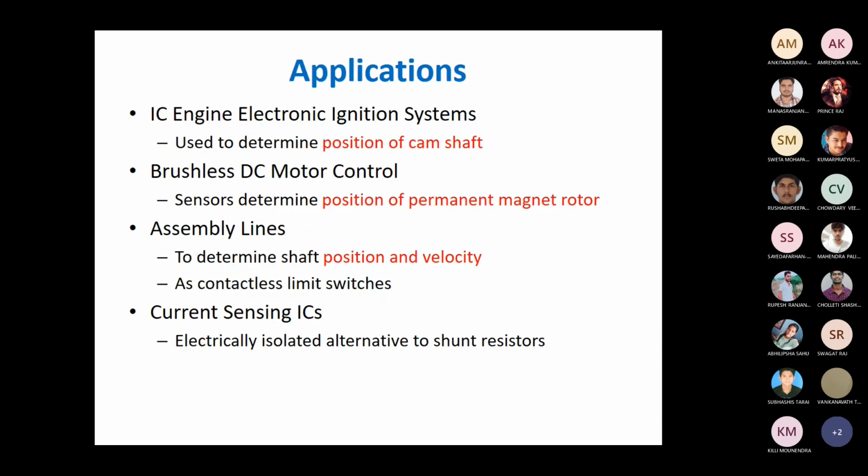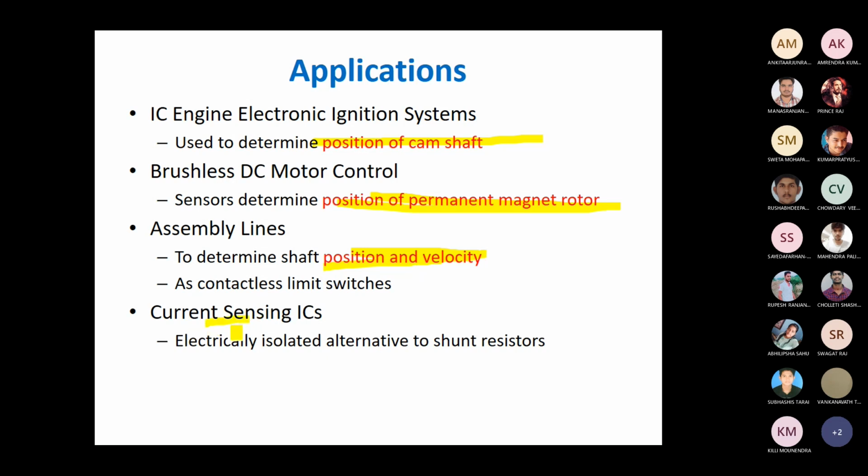Applications where you are going to use it: IC engines, and the electronic ignition system. It is used to determine pressure and the position of the shaft. You can also see the first one is the position of the shaft, the second one is the magnetic position of a permanent rotor. That is also possible. Then the next point is position and velocity, how much position and how much velocity, that you are able to measure.